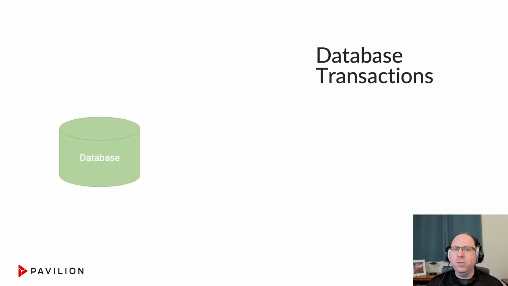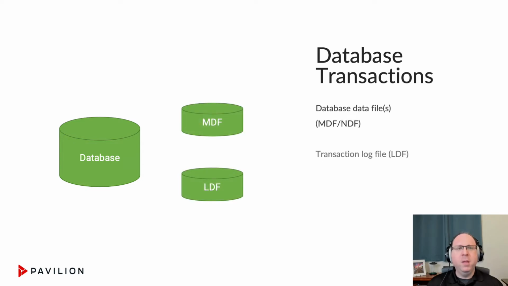Now, how do we do this? The database is made up of multiple components. If you take a logical database, usually at a minimum, you're going to find a data file, or in this case, MDF, and you have secondary data files. They're usually suffixed NDF. And then there's a transaction log file, or LDF.